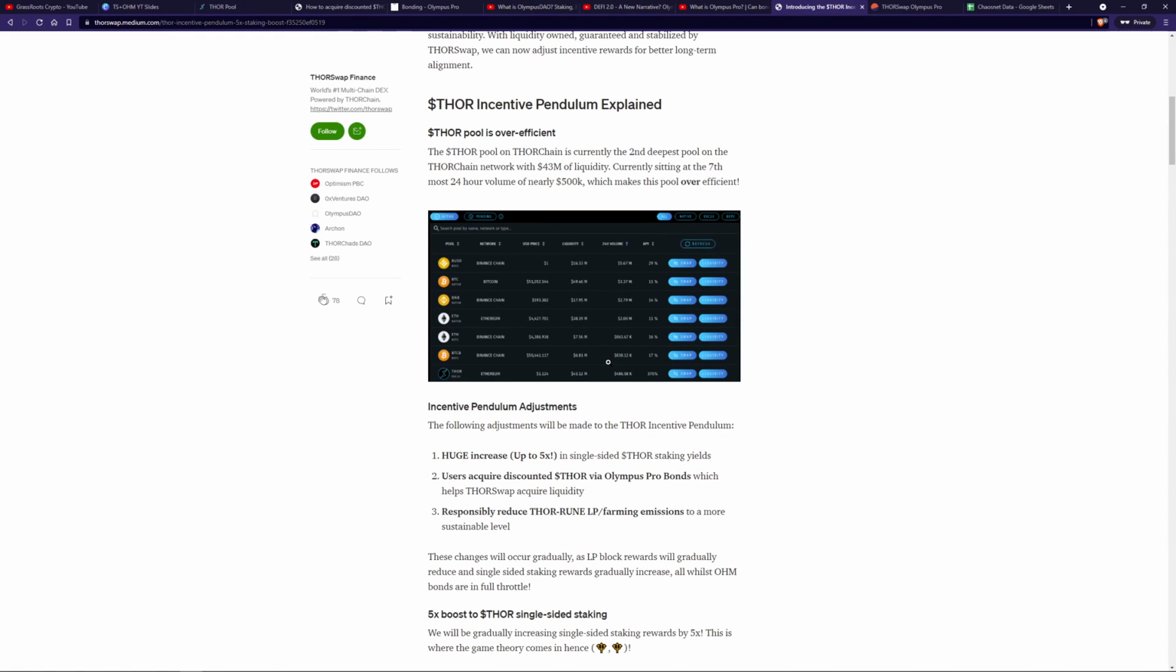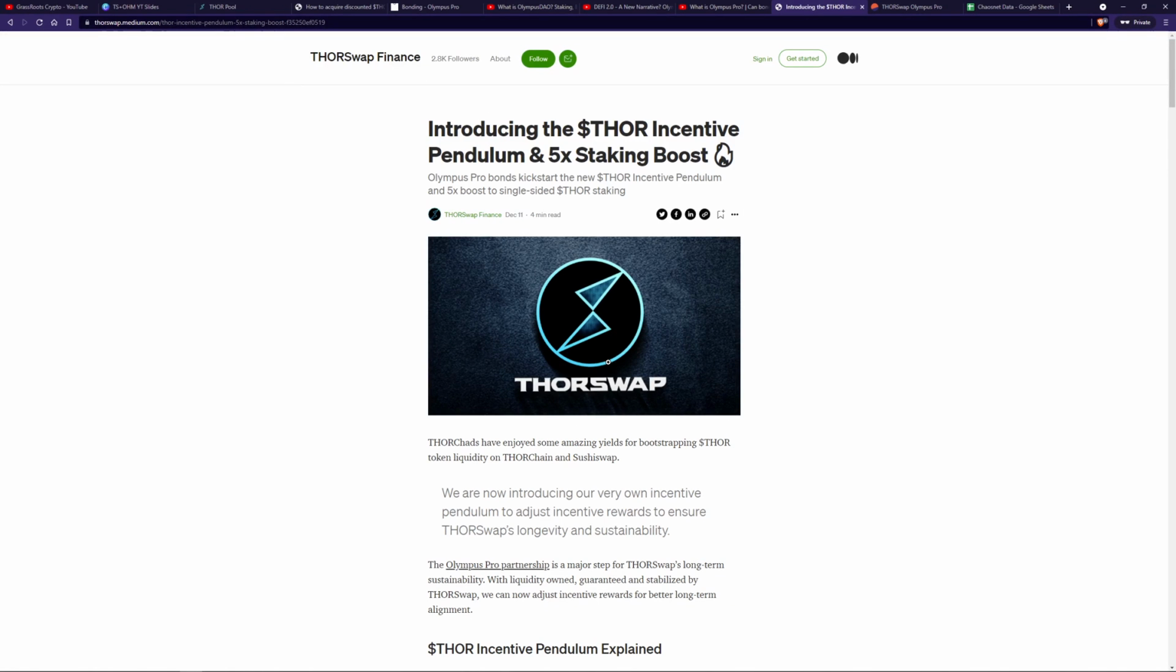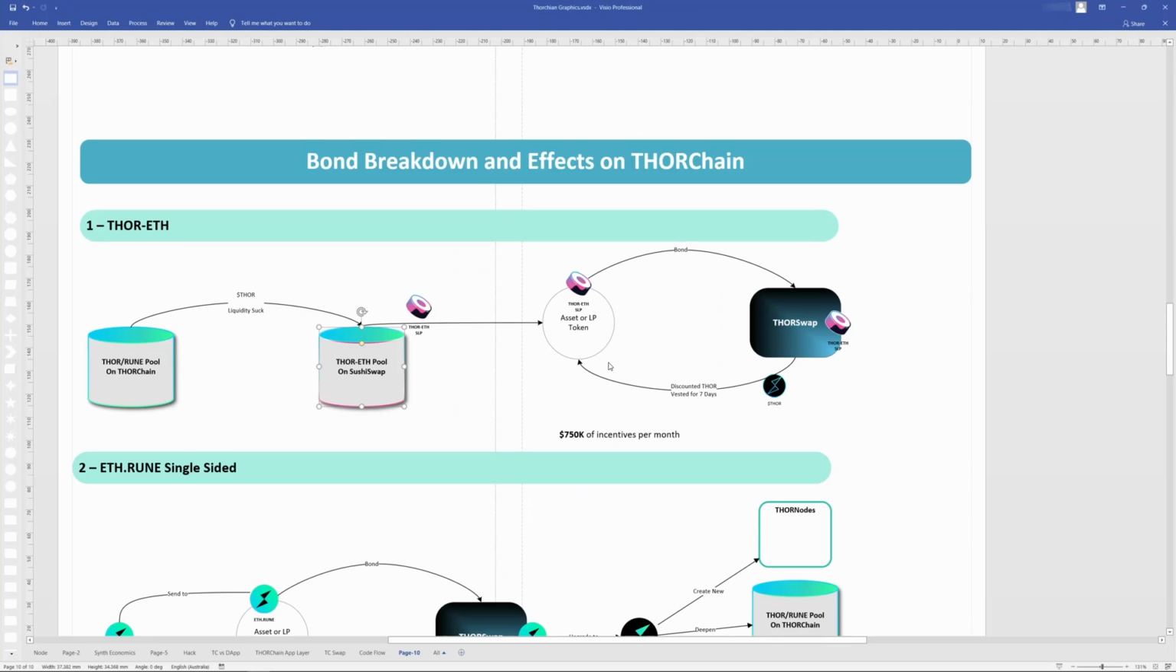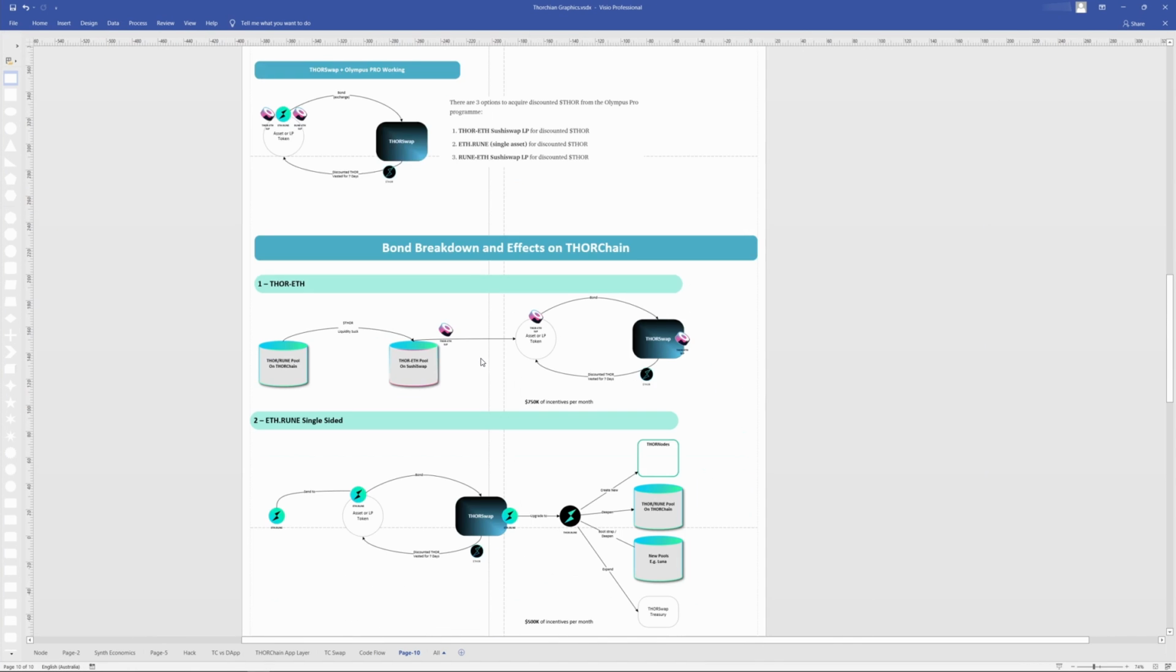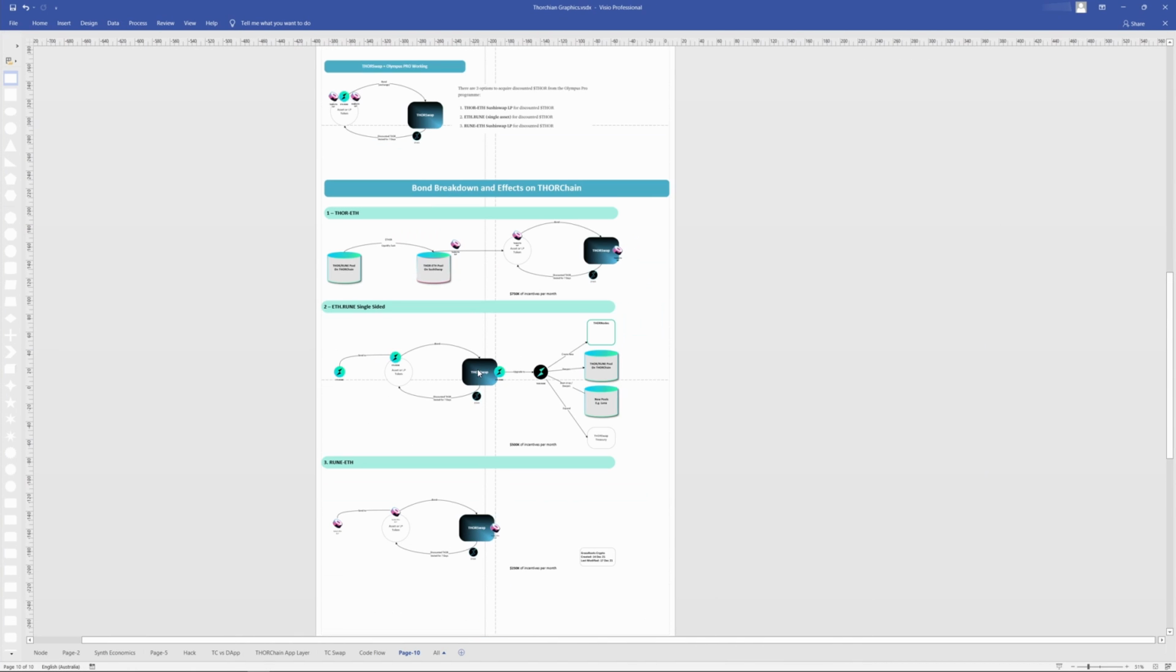and what they're doing in order to control the incentives. So this particular incentive pendulum from THORSwap, combined with the three separate bonding mechanisms that I talked about, are like a package, and they're designed to remove some of that liquidity out of THORChain and then reduce the circulating supply of ERC20 rune.